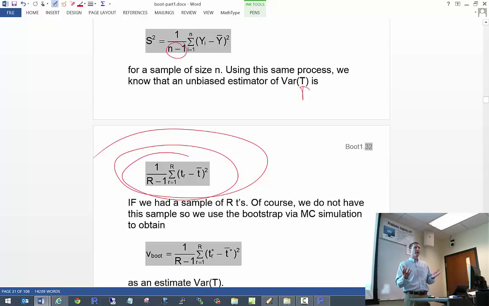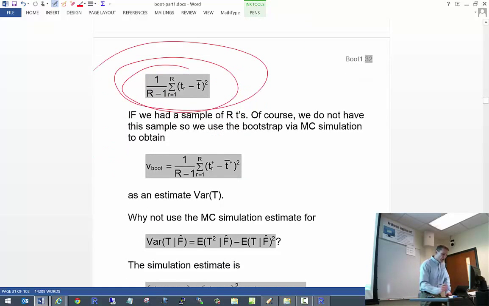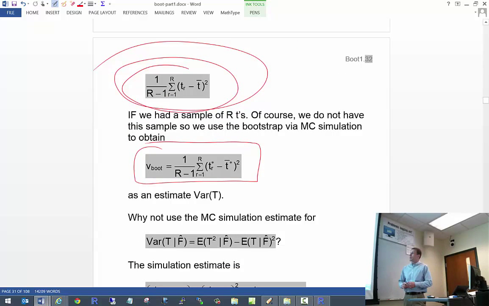Now, in a real-life application, do you ever actually go out, take a sample, calculate the statistic, go out and take another sample, calculate the statistic, go out and take another sample, calculate the statistic? Well, no. You only take one sample, and you get one value of t. So could we actually use this equation to calculate the variance of t? No. But that's where the bootstrap comes in. What we can do essentially is simulate that process. So the bootstrap estimate of the variance is basically what you see at the top of page 32, except you put stars on the corresponding quantities.